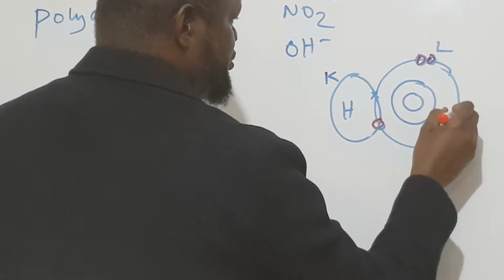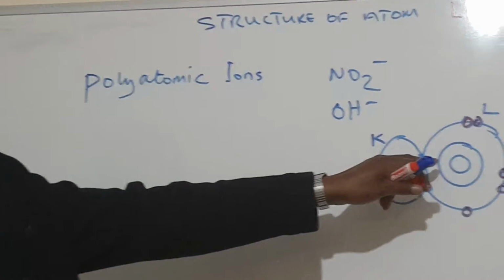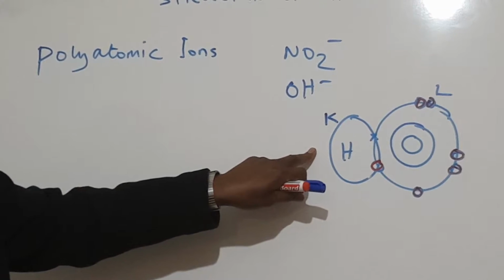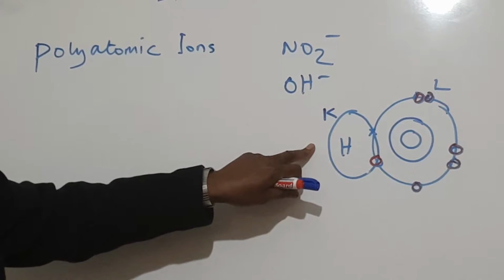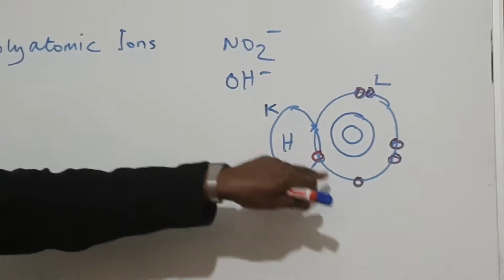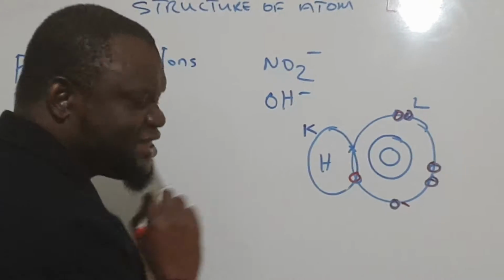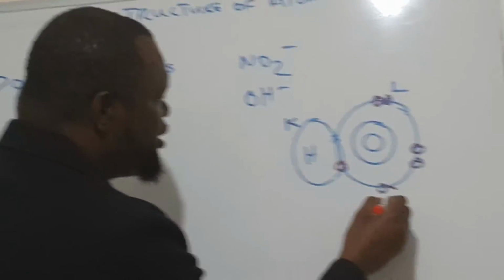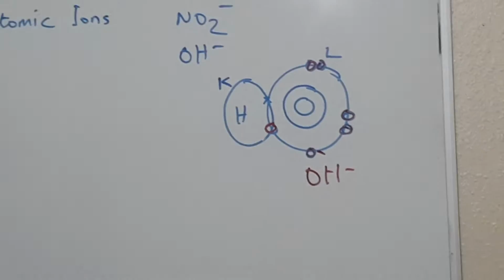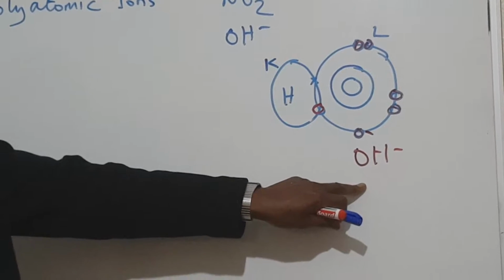Make it red. Now, we say electrons are in pairs. In the K shell, the maximum it can take is 2. The L shell, the maximum it can take is 8. Now look, how many are here? 7. So if it is 7, it means there's one electron which has one charge in it. That's why the whole thing has a charge now. OH minus. Although it's a polyatomic ion, it has a charge. But it wouldn't have a charge if it was OH2.